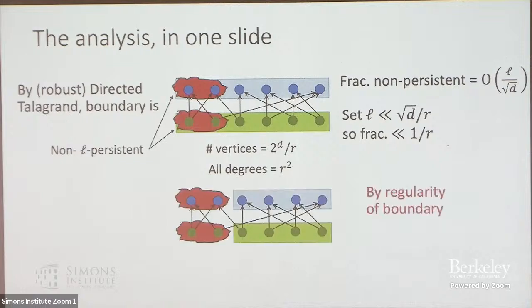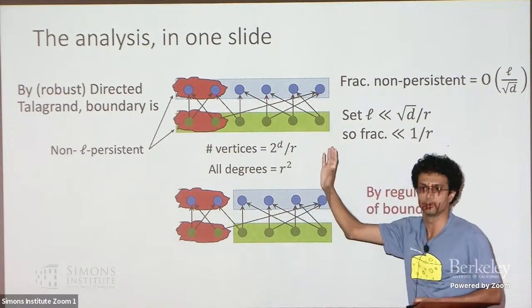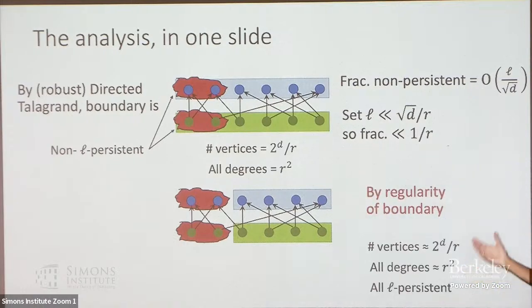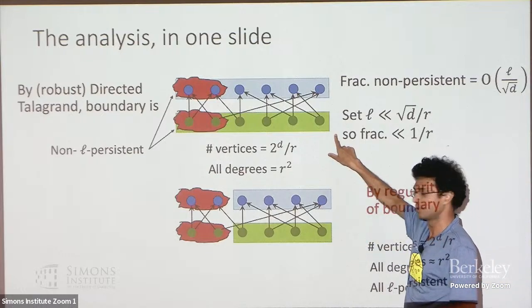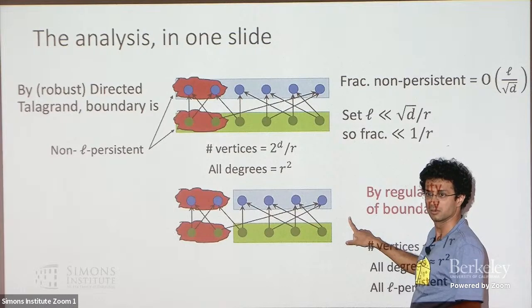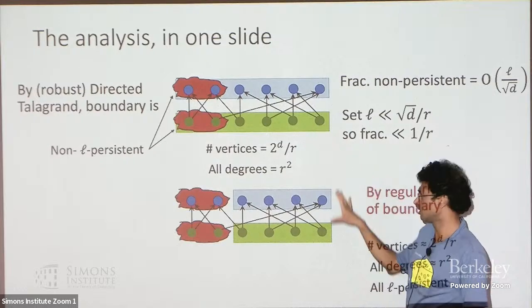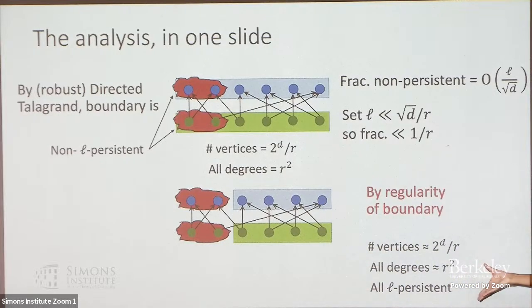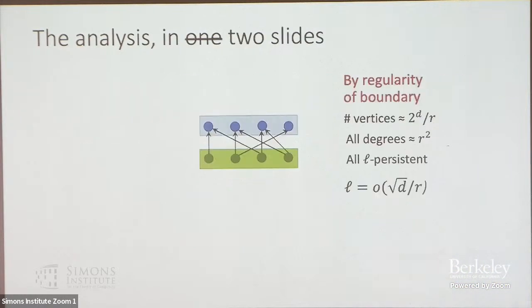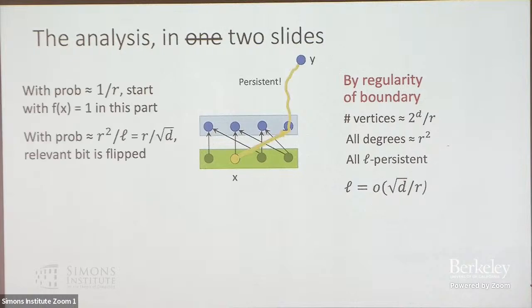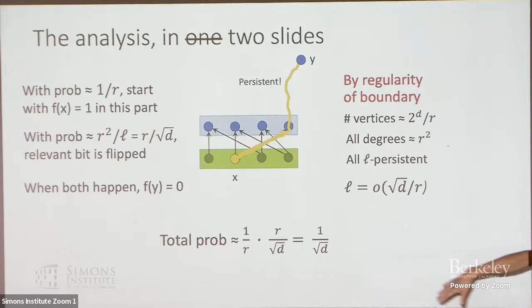And because this is a regular graph, if you remove a small fraction of vertices, you cannot damage the boundary too much. So the boundary is basically going to be all persistent vertices, which means that if you start here, you'll stay here, and if you start here, you would stay here. So all you need to do is to somehow cross this, and then you will stay here, because these are all persistent. Then you have this really nice structure: the number of vertices is 2 to the d divided by r, and all the degrees are r squared. So then you do some relatively simple calculations, and you can show that the probability is 1 over root t.